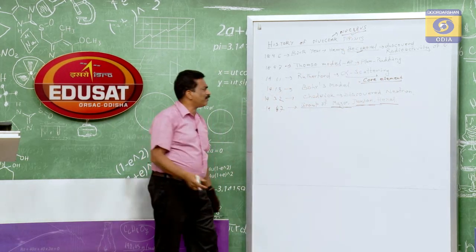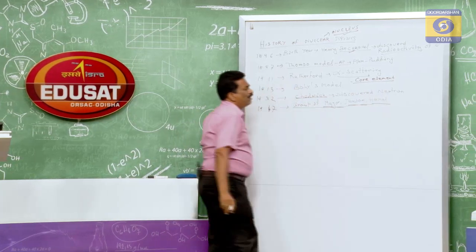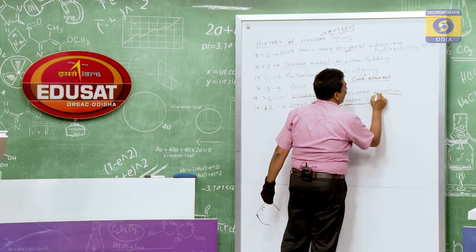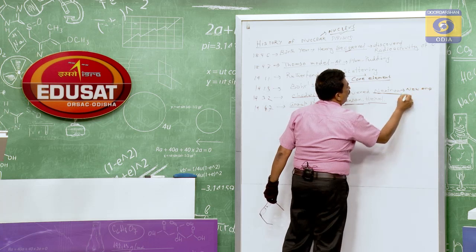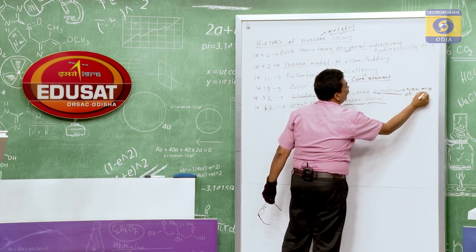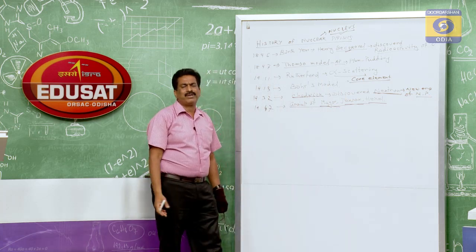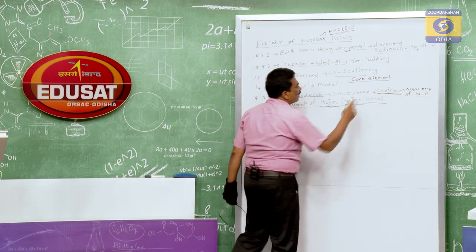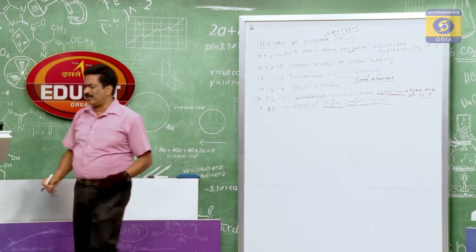After the discovery of the nucleus, Chadwick gave the idea of the neutron, and from that idea, a new era of nuclear physics was developed. After that, the different properties of the nuclear particles were given by Mayer, Jensen and Haxel. This is a brief history of nuclear physics.